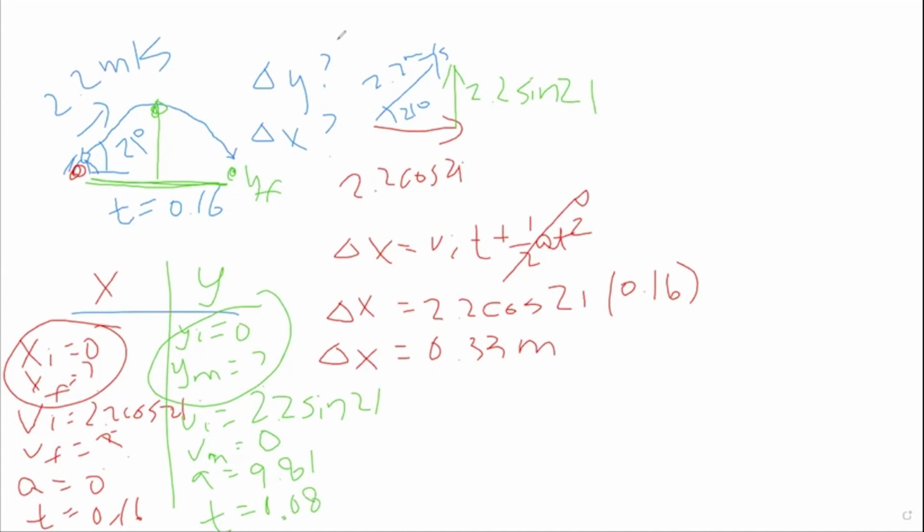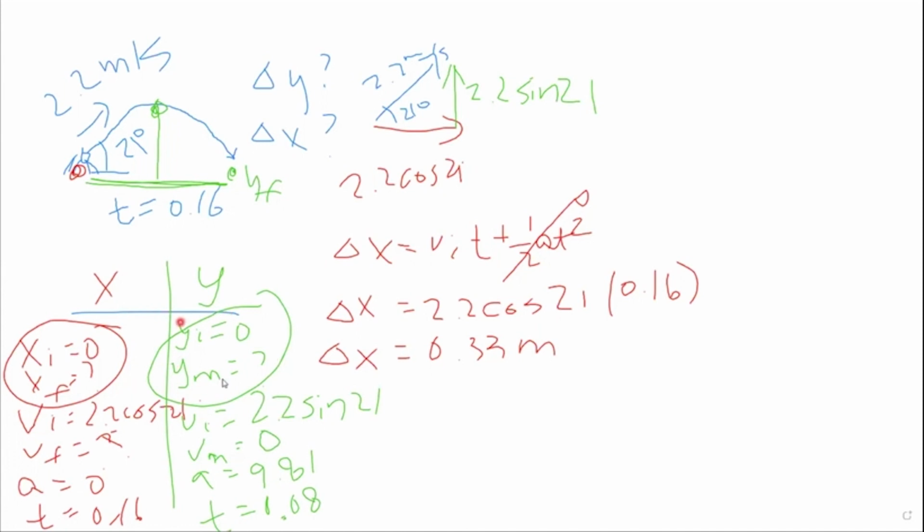Okay, so let's see how many knowns we have. We have time, we have acceleration, we have velocity midpoint or velocity final, whatever you want to call it, and velocity initial. So you have 4, that's a lot, right? You have 4, which means you could use any formula, to be honest.